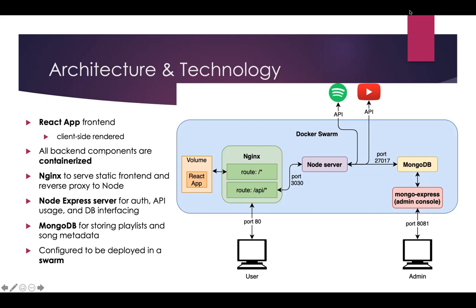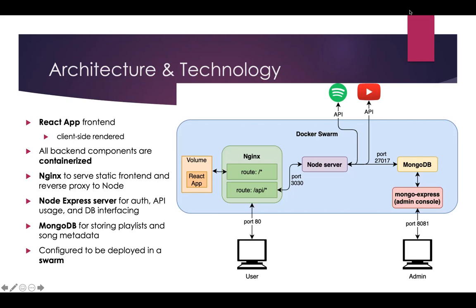So the node server, this is an Express app, and this Express app is used for user authentication. It also uses the Spotify and YouTube APIs such that the keys for these APIs are protected within the server. The user doesn't have access to them. It uses the Spotify API as well for user authentication. And this Express app also interfaces with the underlying database. The database that I'm using is a MongoDB.